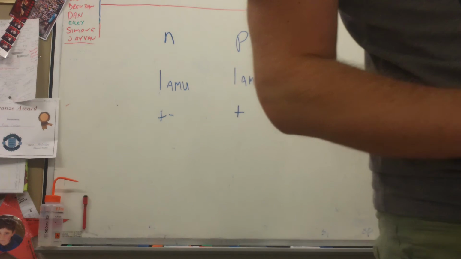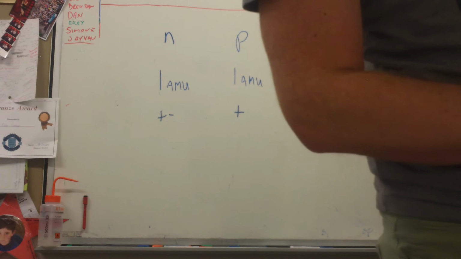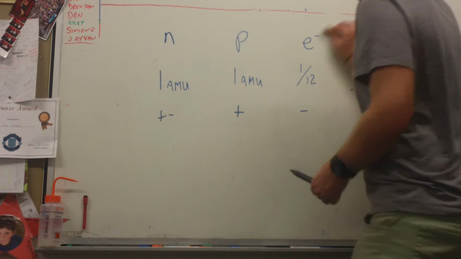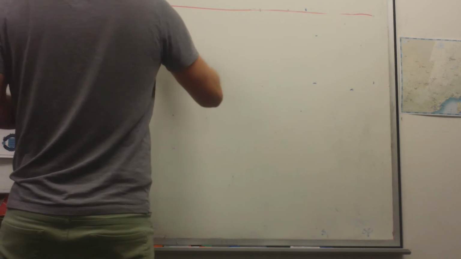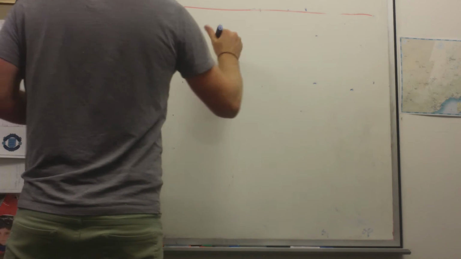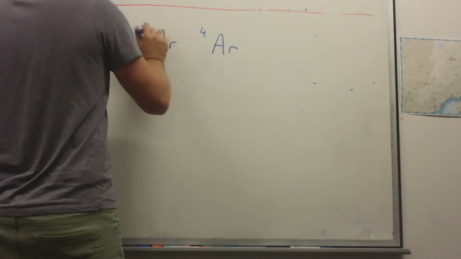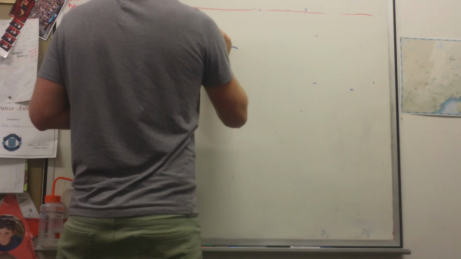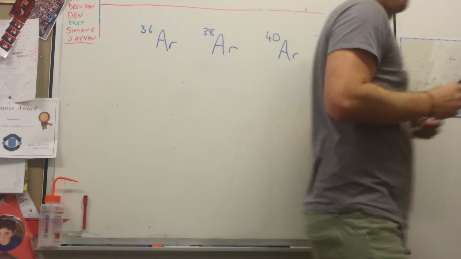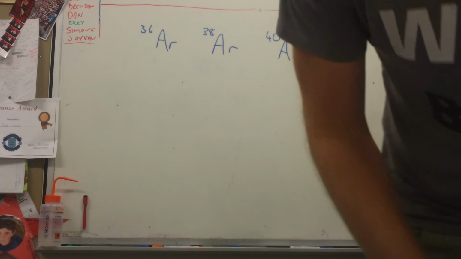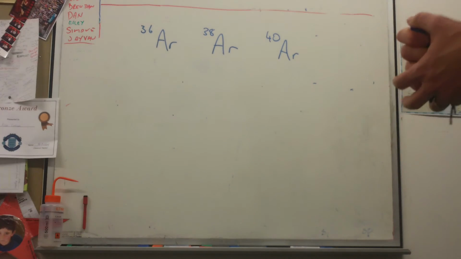Okay, 2.44: give the number of neutrons in each naturally occurring isotope of argon. So, we had argon 36, argon 38, and argon 40. That's what we're given, and we were asked, give the number of neutrons in each naturally occurring isotope.